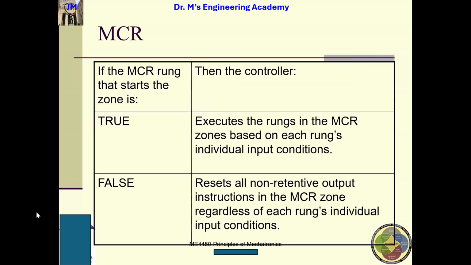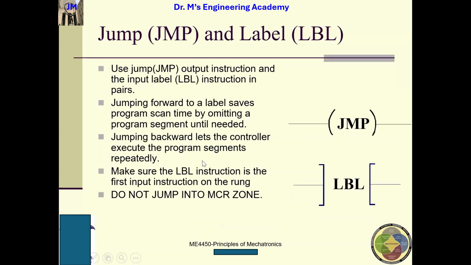So MCR, this is what I just told you guys. And then we talk about the JMP and label. You can see, look at the symbol. The JMP is a parenthesis. Parenthesis means output, right? If we have the square bracket, it's opposite. Square bracket we just did, but this one is opposite. So this is label, this is output. This is input.